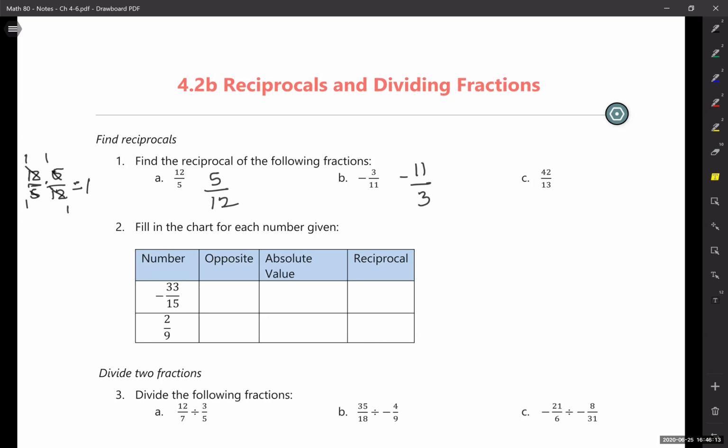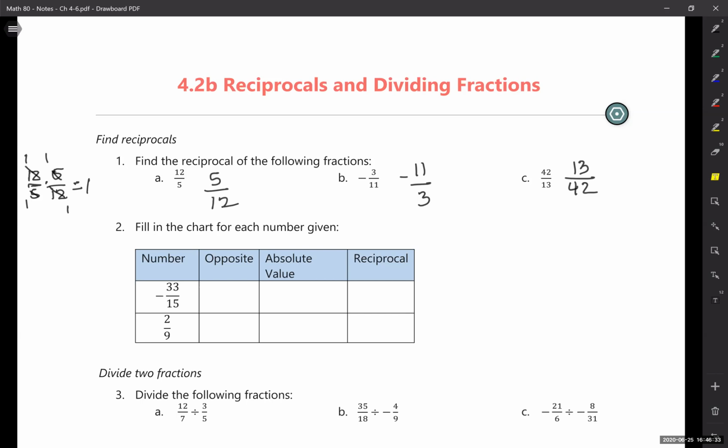All right, last one, flip it, 13 over 42. All right, but I said opposite, and we do see opposite here because opposites are what we add to get 0. Reciprocals are what we multiply to get 1. They both have very important roles in equations.